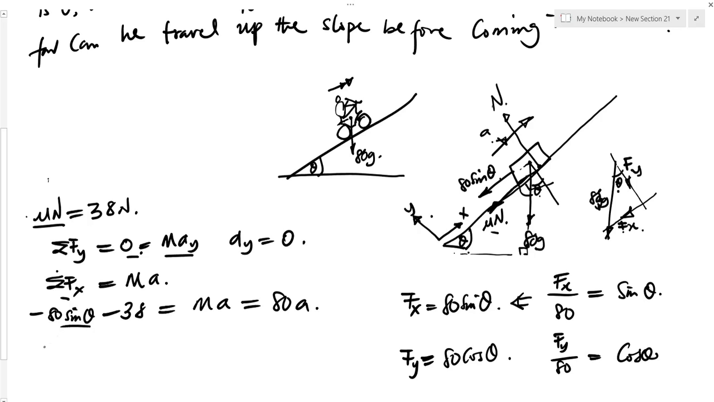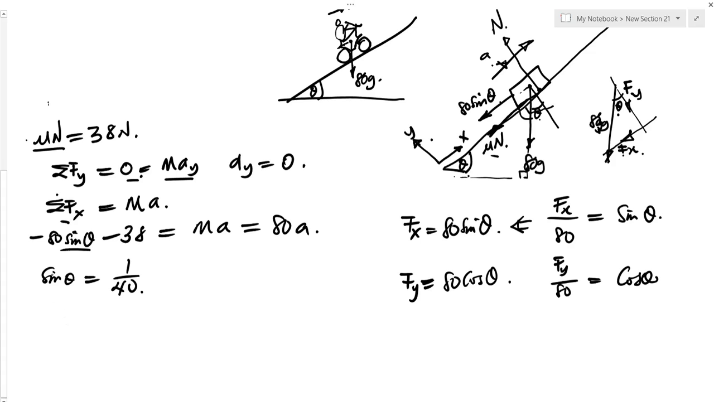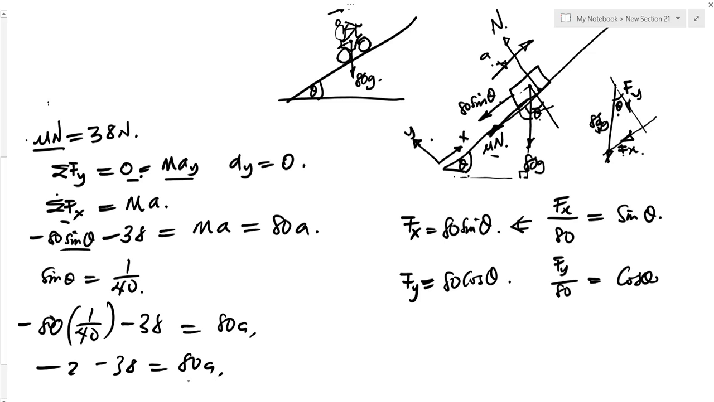Now you have sine theta as the same thing as 1/40. Substituting sine theta equal to 1/40 into this equation, you have minus 80 times 1/40 minus 38 equal to 80 times acceleration. Now minus 80 times 1/40 will give you minus 2, minus 38 is equal to 80a.